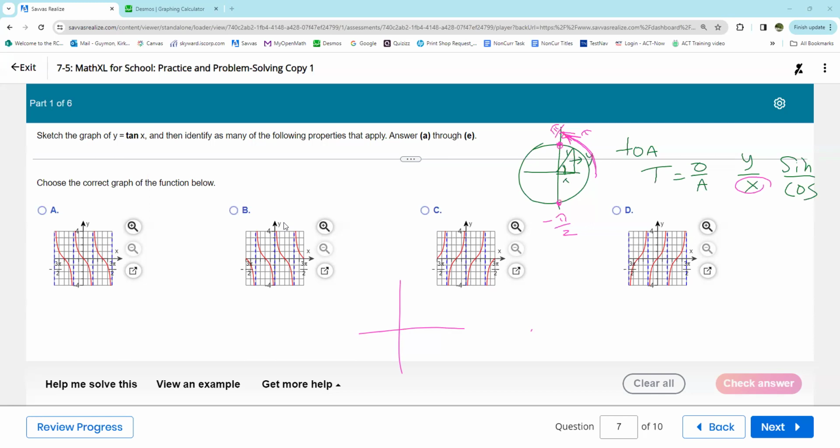And at 0 right here, the sine over the cosine was 0 over 1, which is 0. So it went through the origin. So where's that graph? We need to go through the origin, but it's supposed to be going over to this side. So that is the cotangent. This one didn't even go through the origin, nor did this one. That leaves us with D.